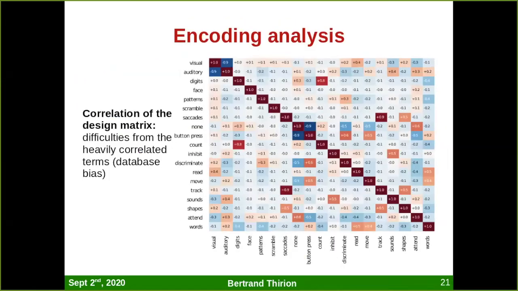The problem with that is that we did that a few years ago now with a relatively smaller data set, and we had this problem that some of the terms will be highly correlated or anti-correlated. For instance, visual and auditory will be very anti-correlated because you typically use one modality or the other, but not both. Or like count and digits will be very highly correlated, which means that it will be hard to disentangle the effect of counting versus the effect of digits, and so on.